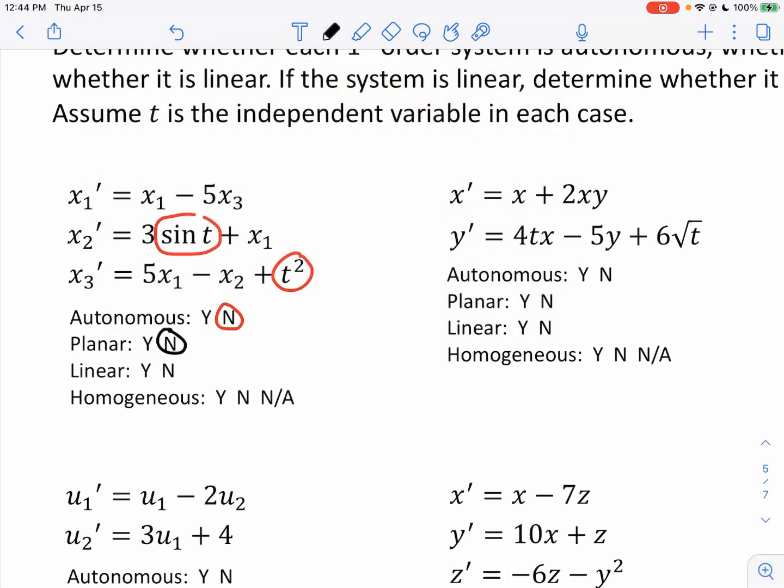Is it linear? All right, so to identify whether it's linear, look to the dependent variables over here in the right sides of the equations and see if they're raised to the first power and potentially with a coefficient.